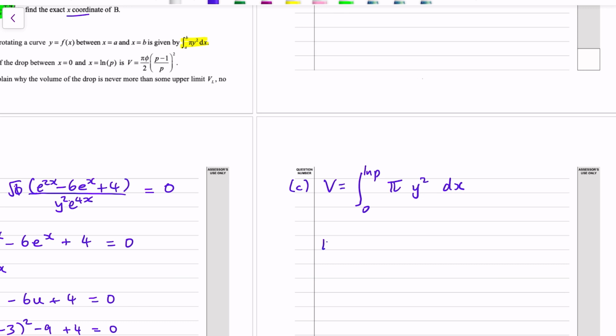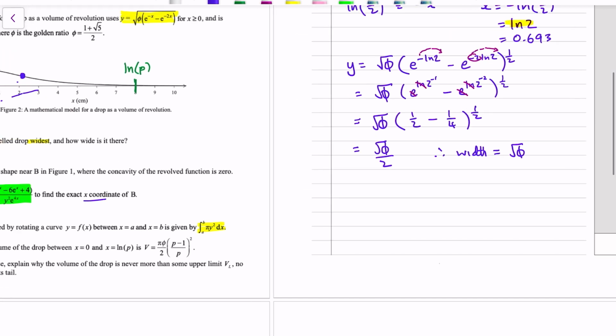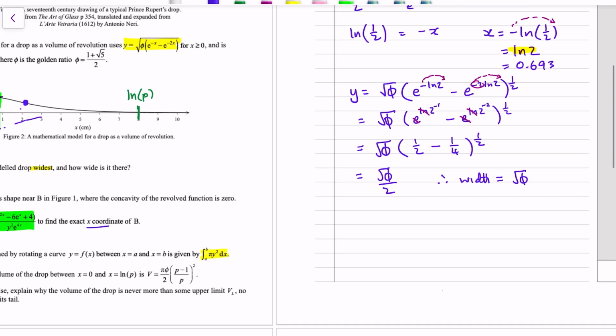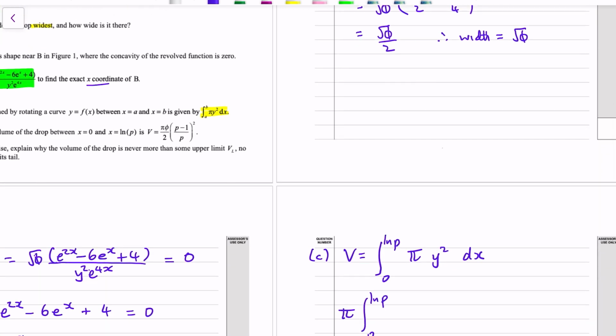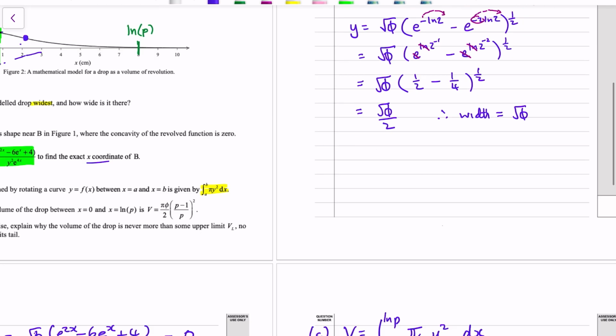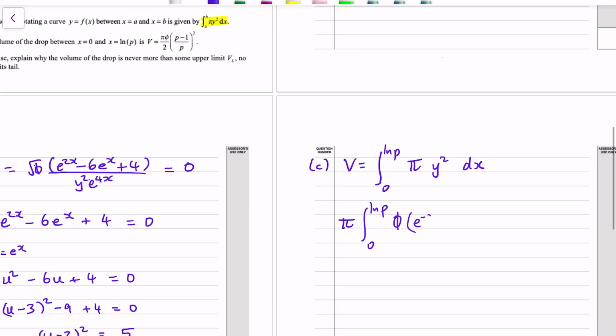We could pull the pi out the front straight away, out of the integral, because it's a constant. And our y expression, remember, is the curve we started with, but we're integrating y squared, so we can get rid of the square root there. There's going to be a root 5 times e to the minus x minus e to the minus 2x.